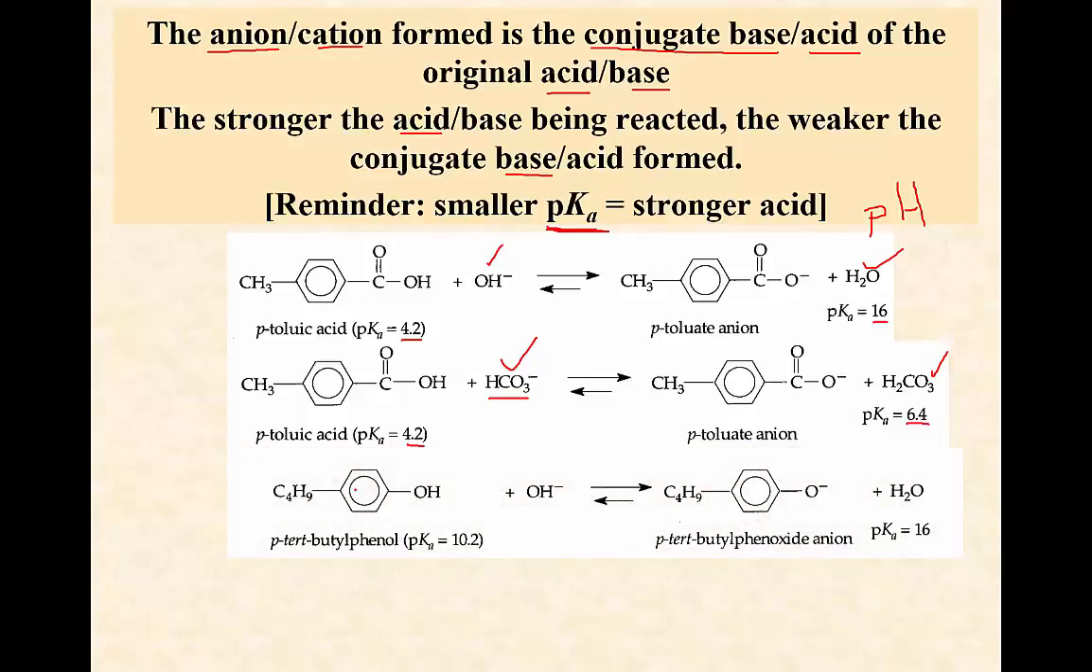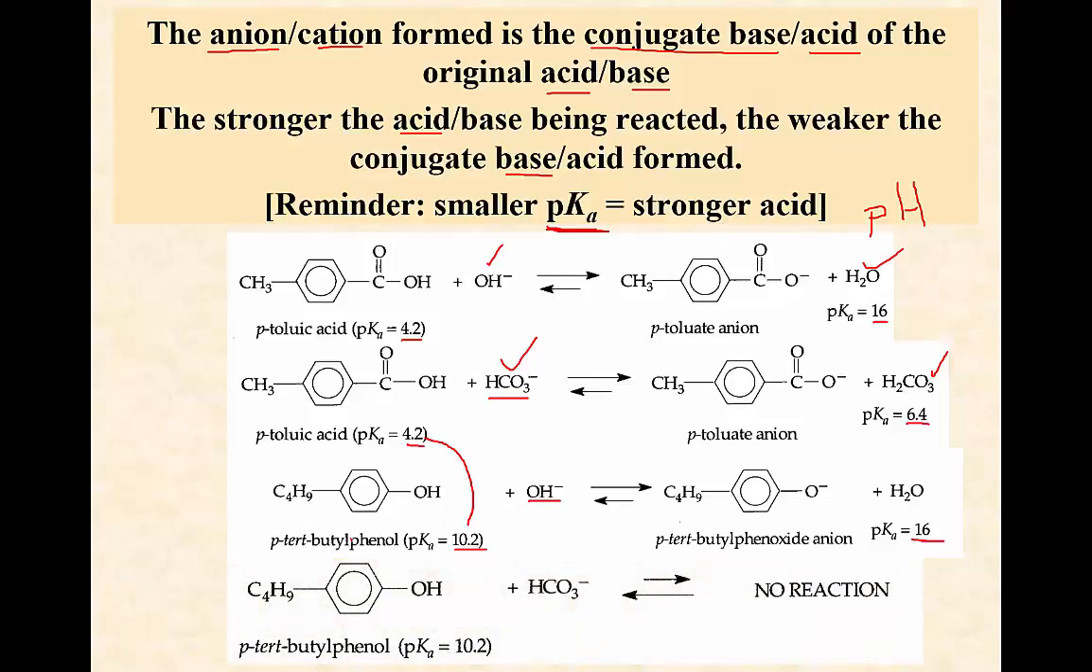Now if I look at a phenol, this one starting out has a pKa of 10.2, so already I can see, compared to the p-toluic acid, that it is a weaker acid. It requires the stronger base to form the anion, and now I have water, which has a very high pKa, so very weak acid strength. Now if I were to take this p-tert-butyl-phenol and try to react it with bicarb, nothing would happen. This is not a strong enough base to react, so these two don't go together. P-tert-butyl-phenol, pKa of 10.2, this one just not strong enough to do that.